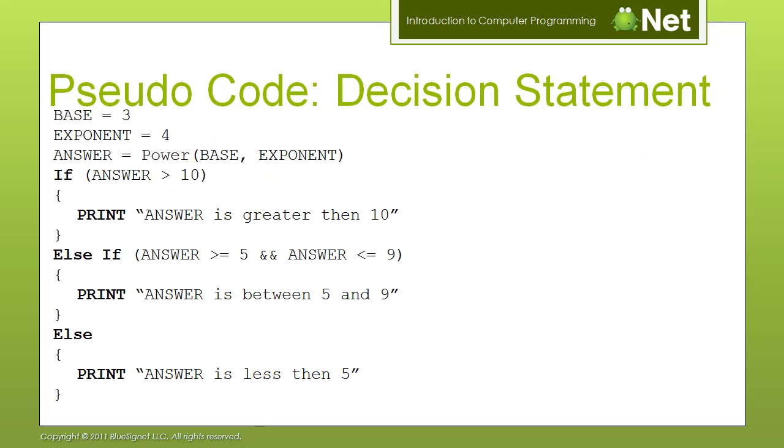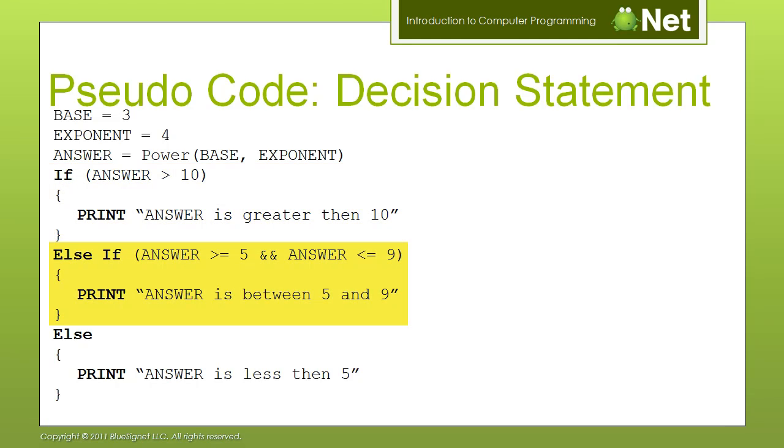So let's take a look, a further example of using the power function and a decision statement. So we start out with the base is 3, the exponent is 4, and the answer is going to be stored as the result of the power function passing the base is 3 and the exponent is 4. So that's going to be 3 to the power of 4. And then after we get this answer, we're going to do some logic. We're going to say, if the answer, so if 3 to the power of 4 is greater than 10, we're going to print to the user, answer, which in this case in our pseudocode is going to be the number, is greater than 10.